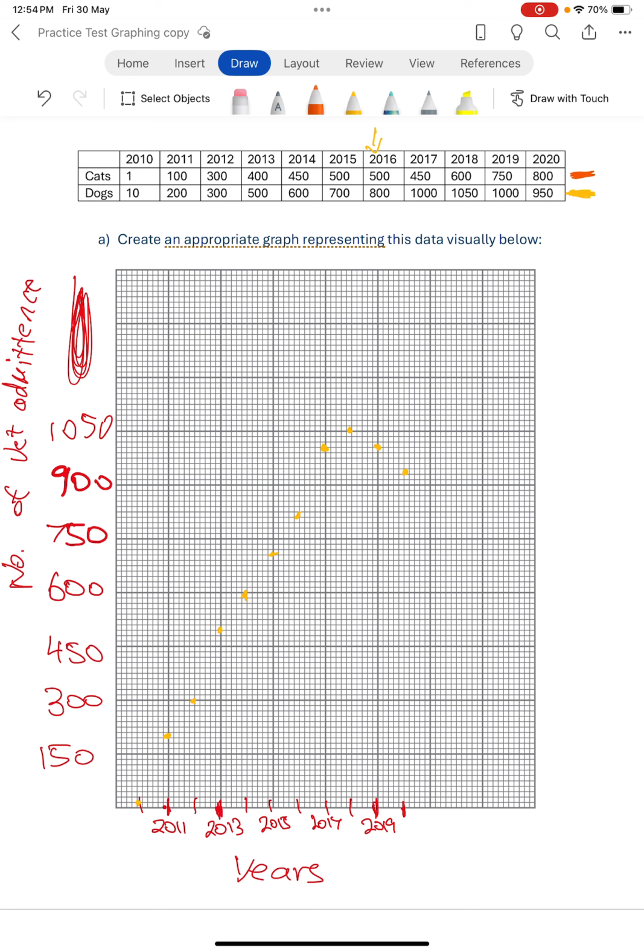Cool. All right, now we'll do in orange. We're going to do the cats. So the cats start out at 1, which may as well be 0. And then 2011, they go up to 100. 2012, they're going to go up to 300. 2013, they're going to go up to 400, sorry. 2014, they're at 450. 2015, they'll be at 700. Sorry, misread that. 2015, the cats will be at 500.